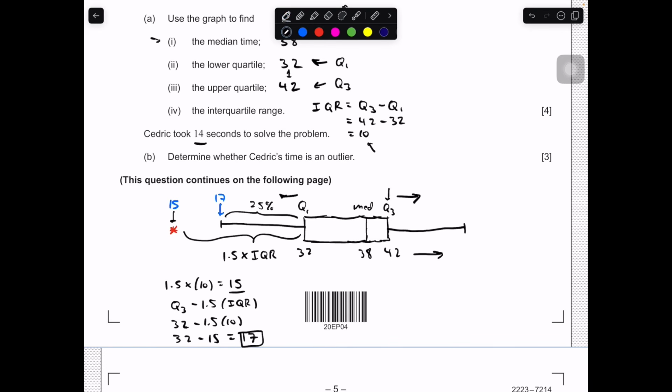And so is Cedric's score an outlier? Yes, it is. Determine whether Cedric's score is an outlier. Yes. Why? Because 14 is less than 17, our minimum bound. I realize we're at 14 here, not 15. So here we go. Since this value of 14 is less than our lowest possibility of 17, it is an outlier. It lies too far beyond the main cluster.